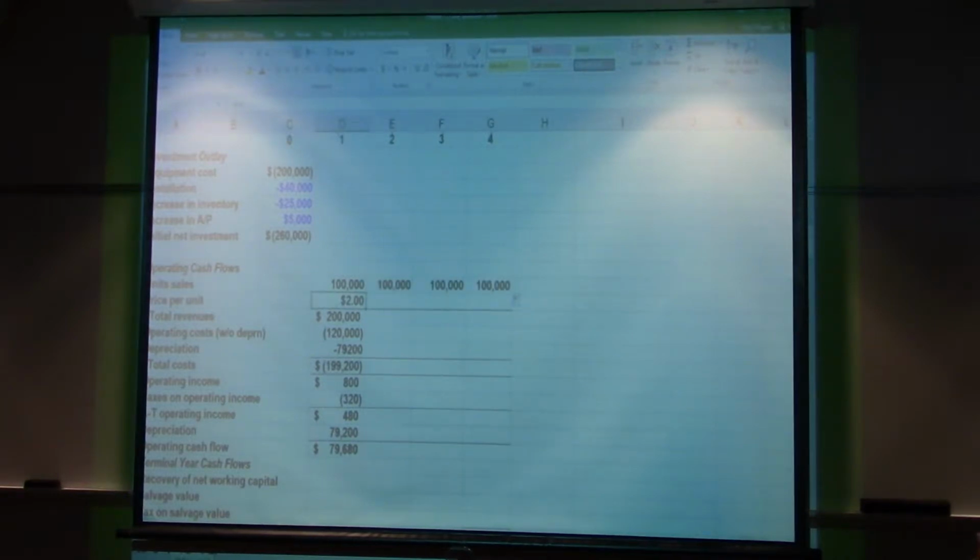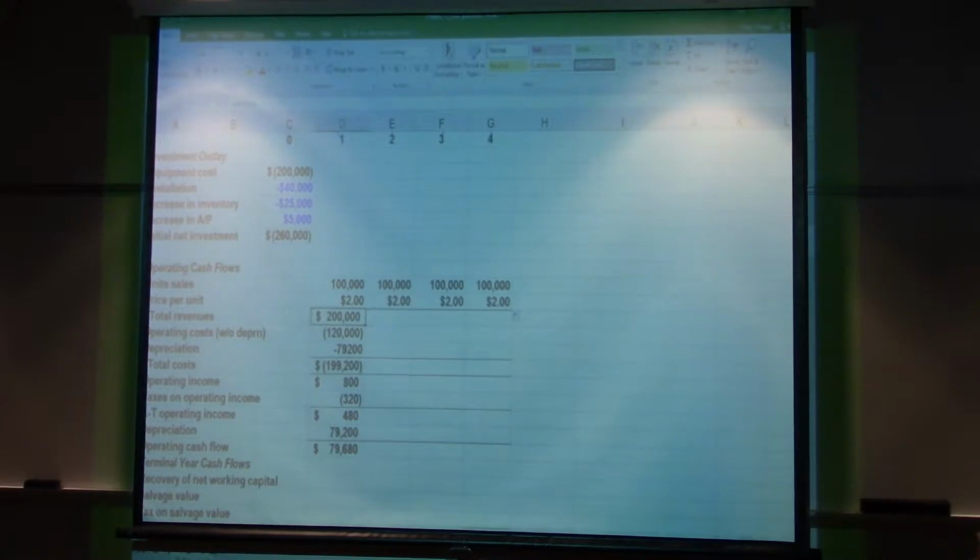From year 1 to year 4, the company is operating normally, so the operating cash flow is the same. For the exam questions, you can use this table as your template. The exam questions will be very similar.